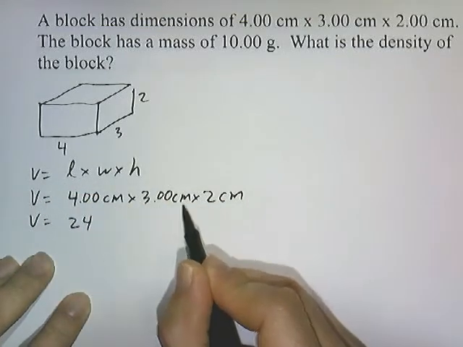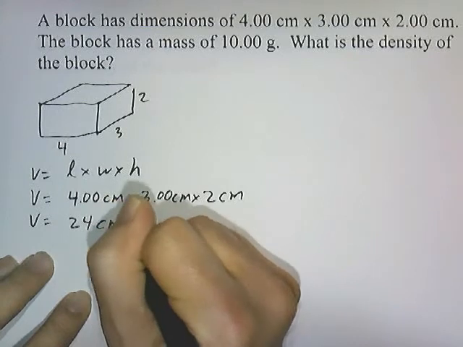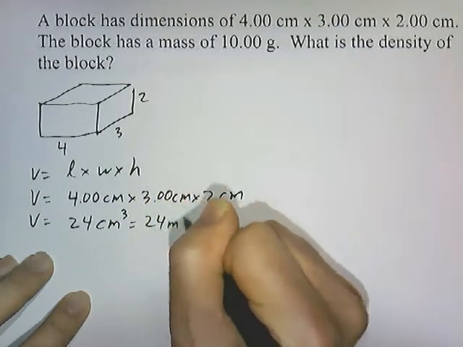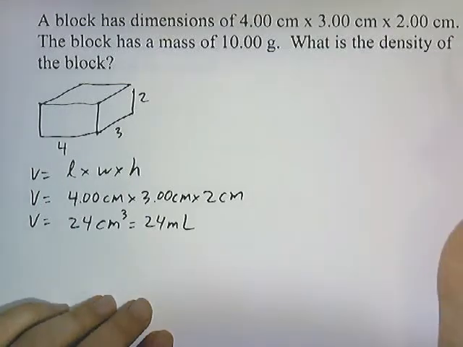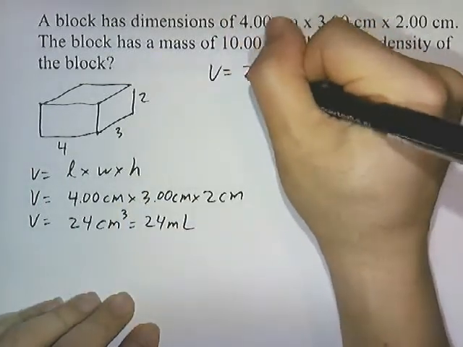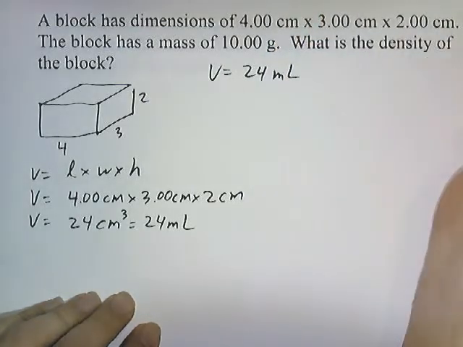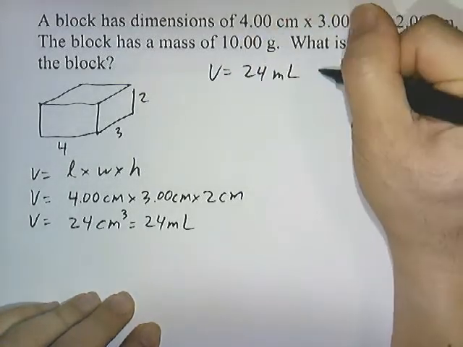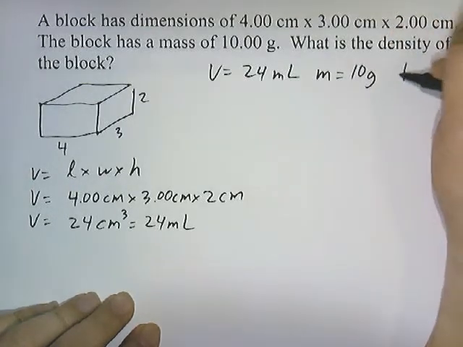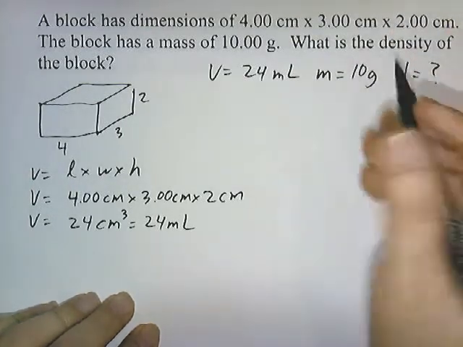Centimeters times centimeters times centimeters is centimeters cubed, which is the same thing as milliliters. So that's our volume. All right, so now we have our volume. V equals 24 milliliters. Mass M is 10 grams, and we're trying to find the density. What is the density? Here we go.